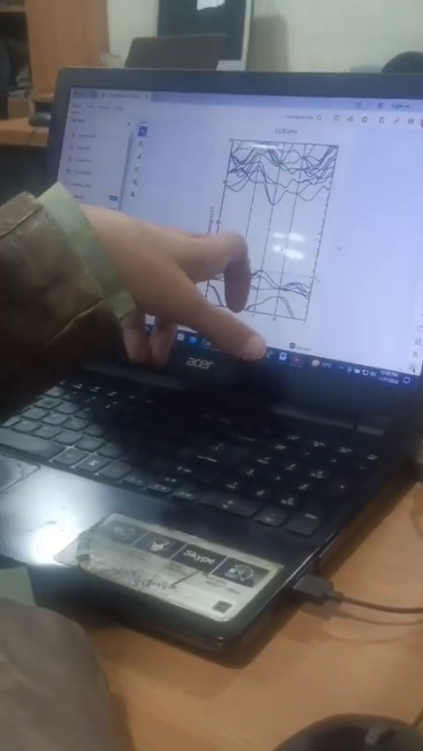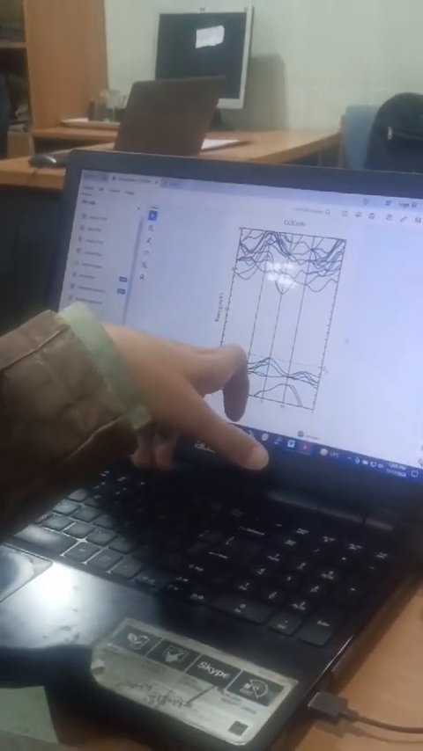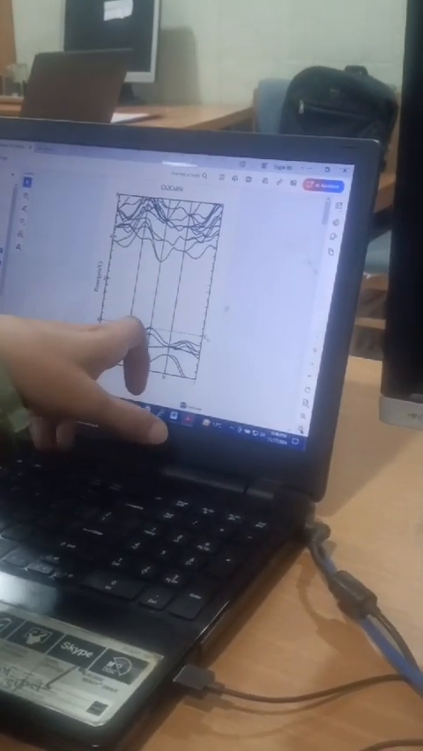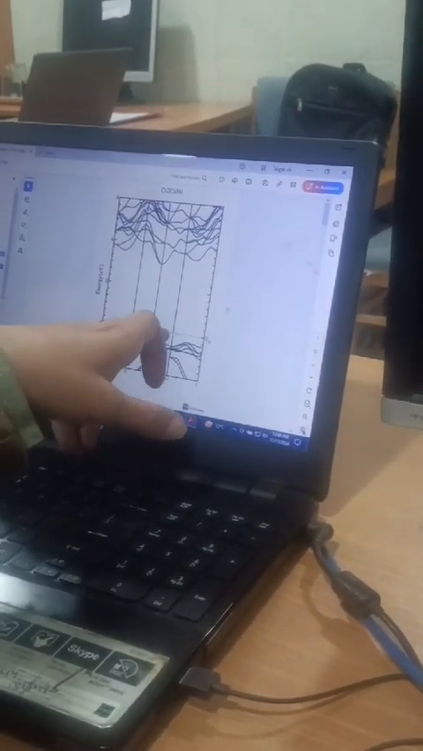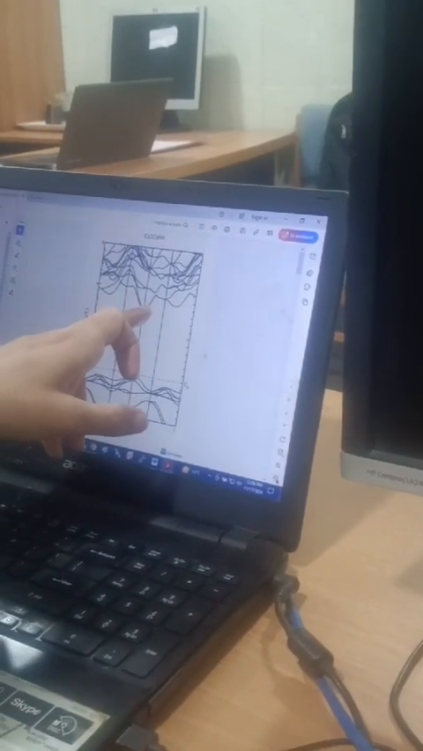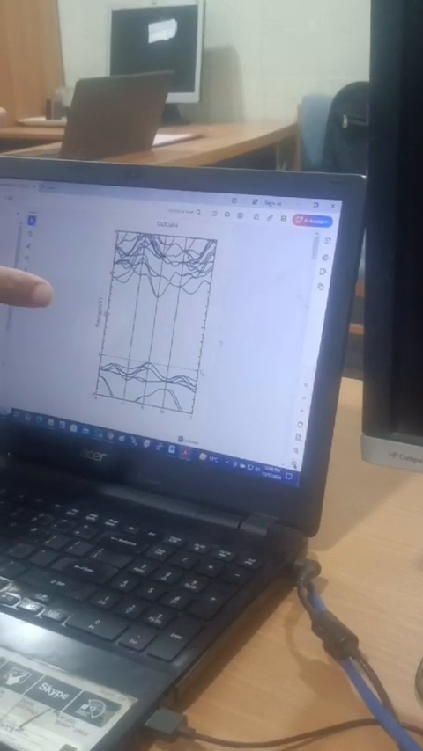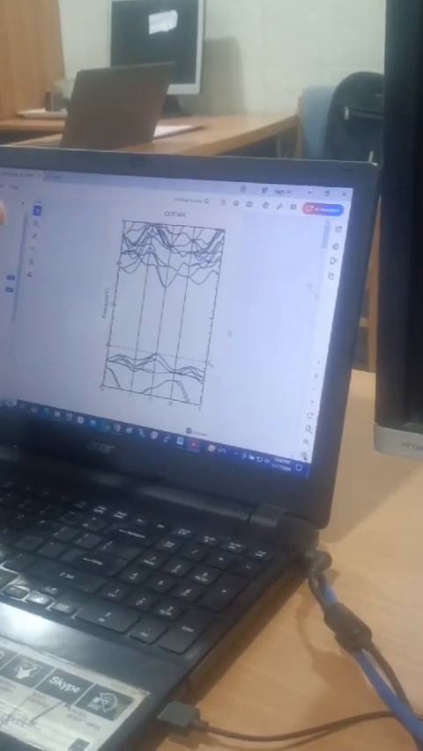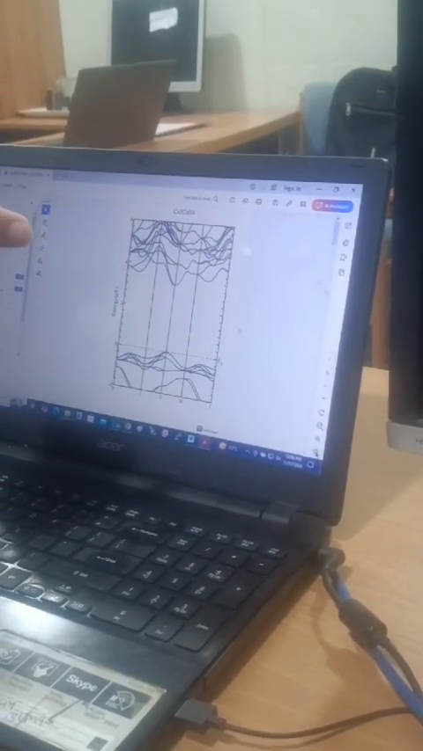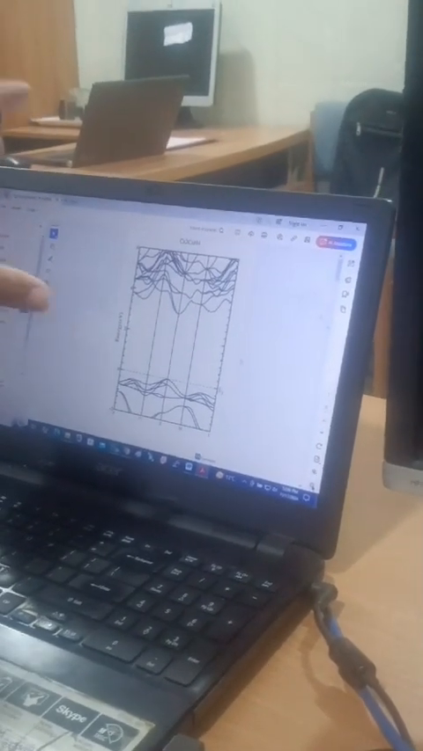So by means of the band structure, we can know the nature of the material. First of all, if these energy orbitals, these spaghetti lines, are overlapping or crossing the Fermi level, we can say that our material is metallic. If the orbitals of the valence band and the conduction band are overlapping at the Fermi level, we can say that our material is metallic.